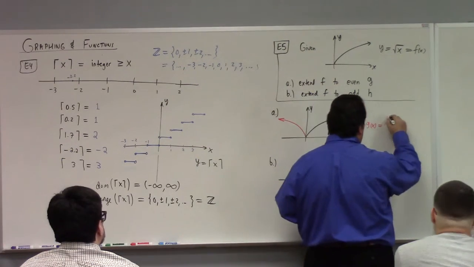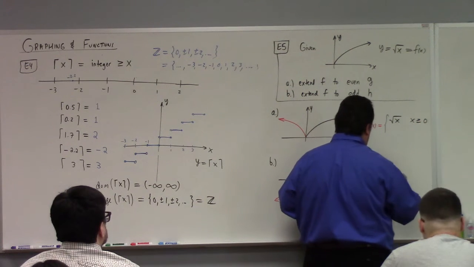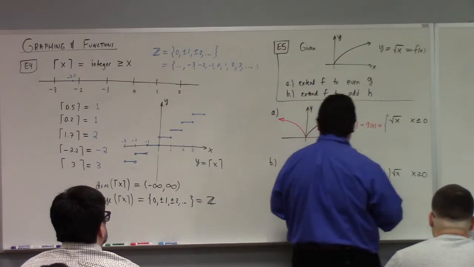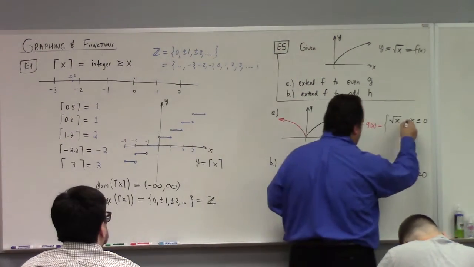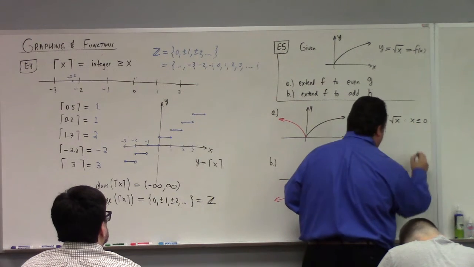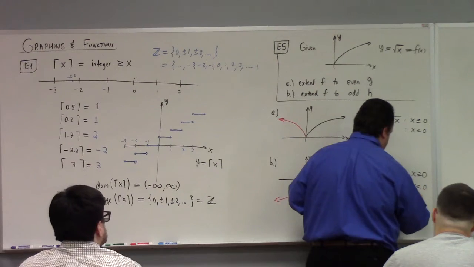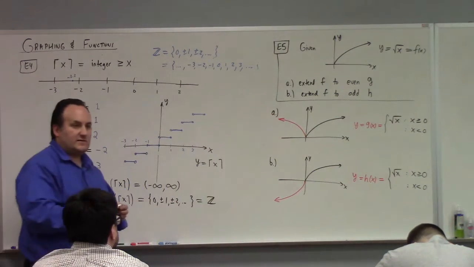It's a case-wise defined function, yeah? So it's square root of x for x greater than or equal to 0. But what's the formula for the case x less than 0? Can you guys tell me? See, because that's really what I'm interested in. What's the formula for the rest of the function?